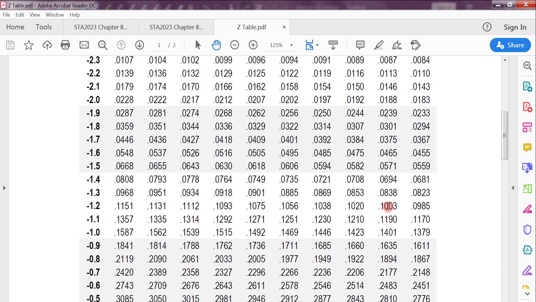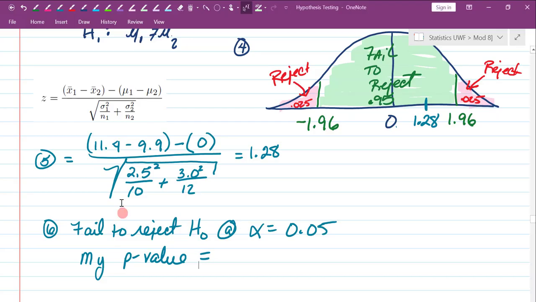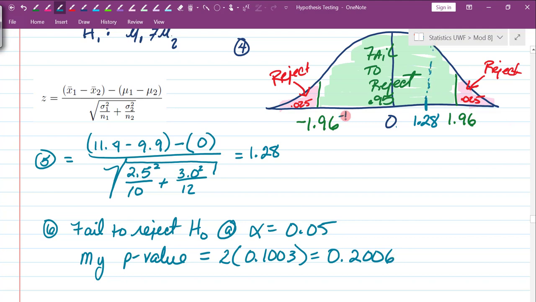It's symmetrical, so this is the same as if it was to the right. So it's 0.1003. In this area, it's a two-tailed test. So my p-value is equal to 2 times 0.1003, which is going to be equal to 0.2006, because this area over here, and then if we had a negative 1.28, we have to double it because it's a two-tailed test, and we'd have to look at the area in here.